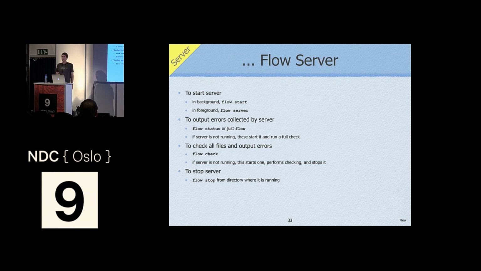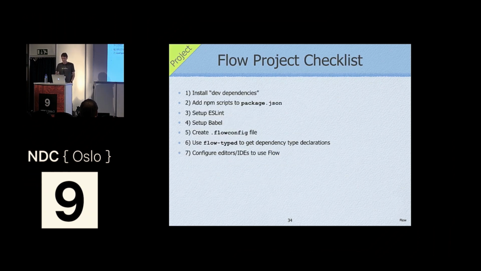If you want, you can run flow check, which says, I don't care what you saw before. Could you do a fresh check of everything? That's not something that I do commonly. And then finally, you can stop the server if you need to by running flow stop. So now I want to walk through using this on a real project and all the steps that you need to go through.